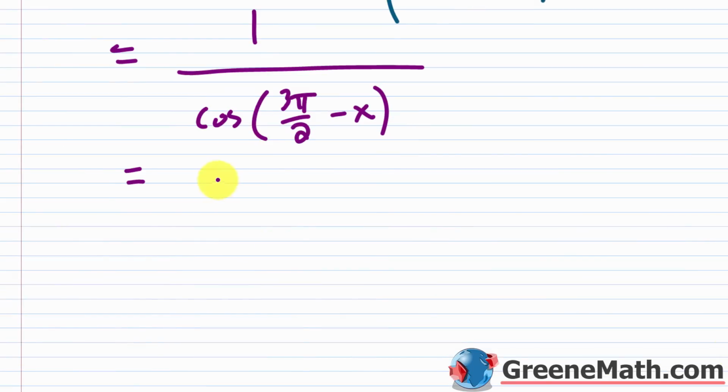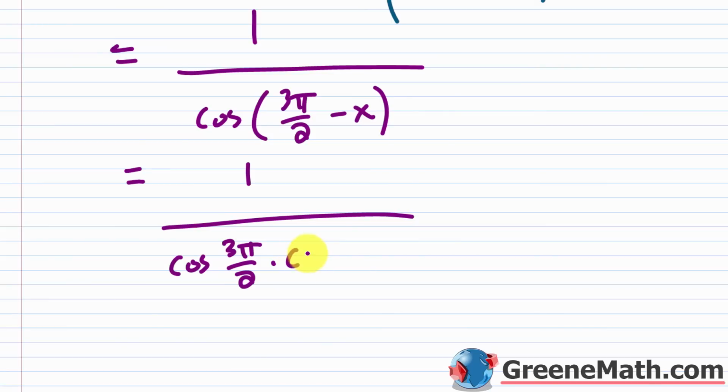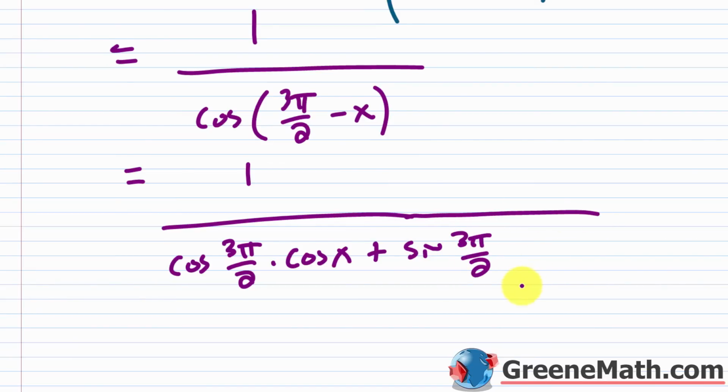I'm just going to expand this. So let me put 1 over. We'll say this is the cosine of 3 pi over 2 times the cosine of x. And then this is a minus, so I want a plus. This is the sine of 3 pi over 2. Let me make this a little bit longer here. And then times the sine of x.